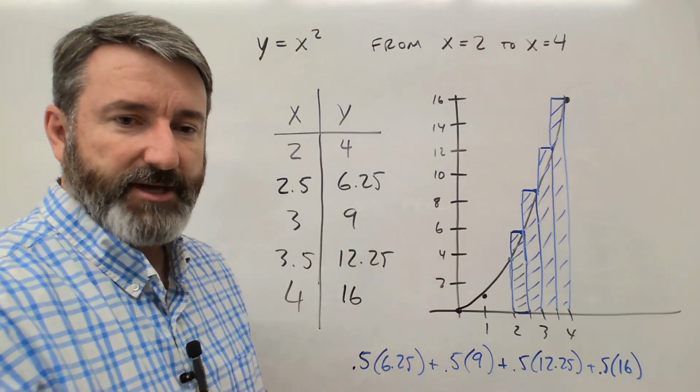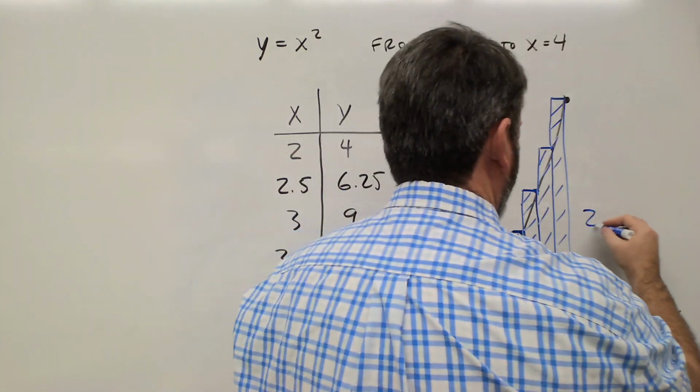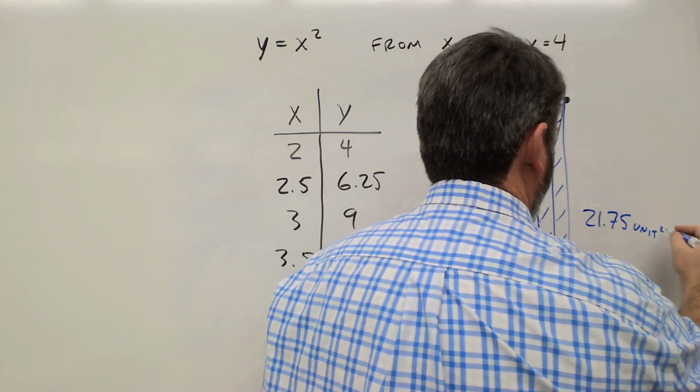And if we add all of those up, we're going to get a total area of 21.75 square units.